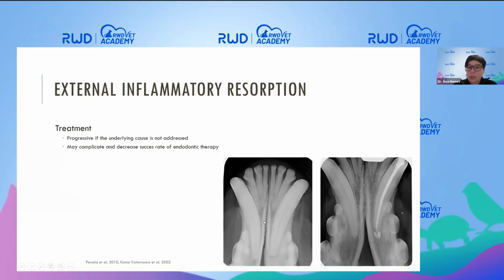Here is a case where we treated the patient by endodontic treatment. So we can see again external inflammatory resorption of this left mandibular canine, and we address this with endodontic treatment. Yes, there was some leakage of the sealer through the apical delta, but this is still considered relatively minor leakage and does not mean that this will be a failure.